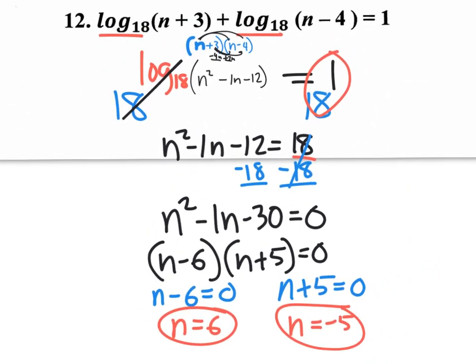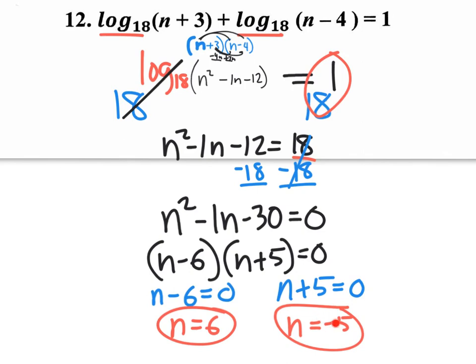So the negative 5 would not work because when you plug in negative 5 right here, negative 5 minus 4 is negative 9. That goes out the window because you can't have negative values inside the logarithms. So the only one that actually works is n equals 6. That's your only answer for number 12.